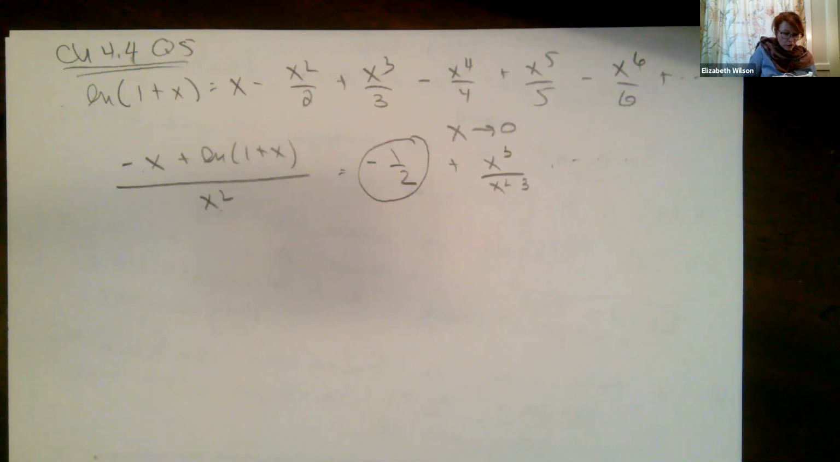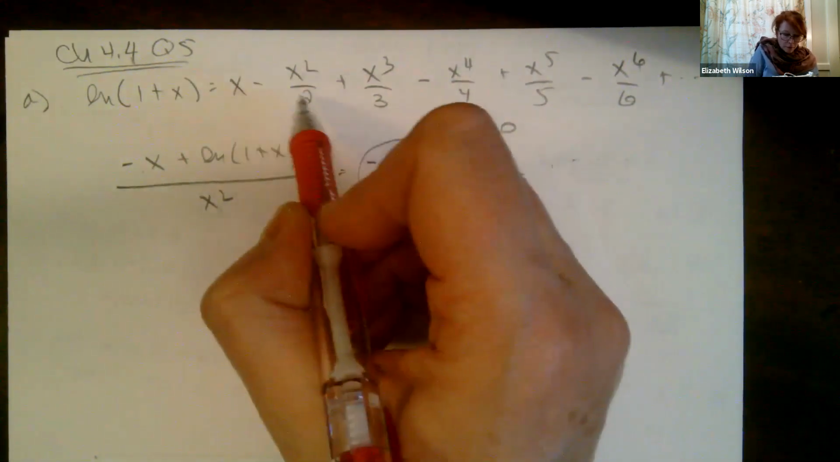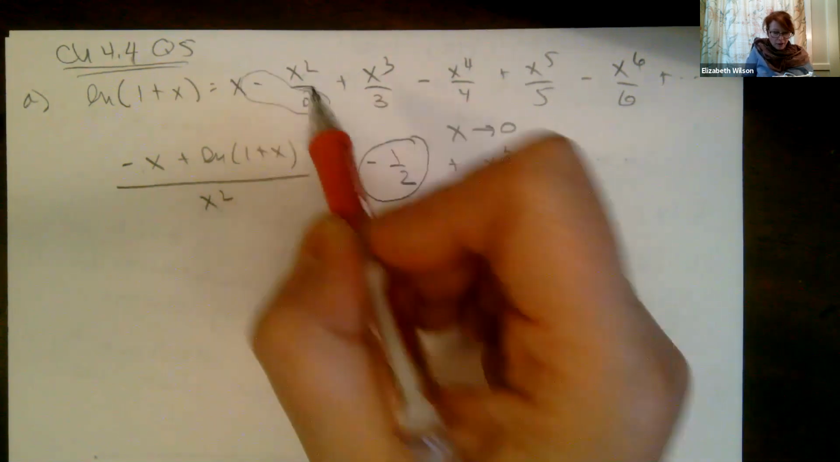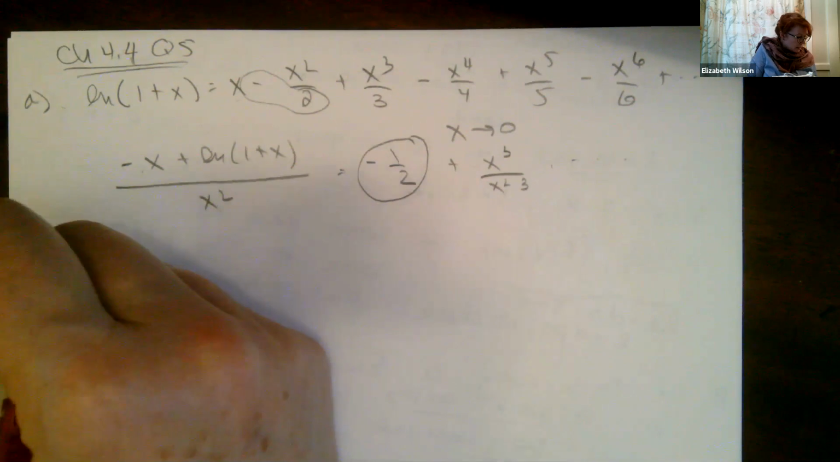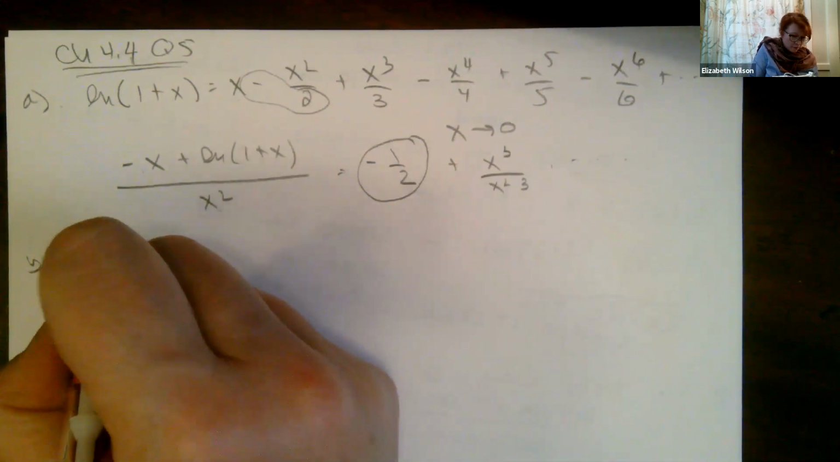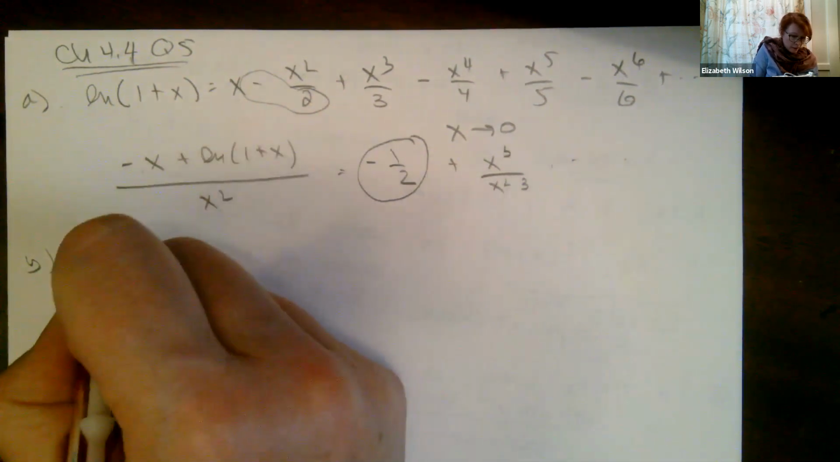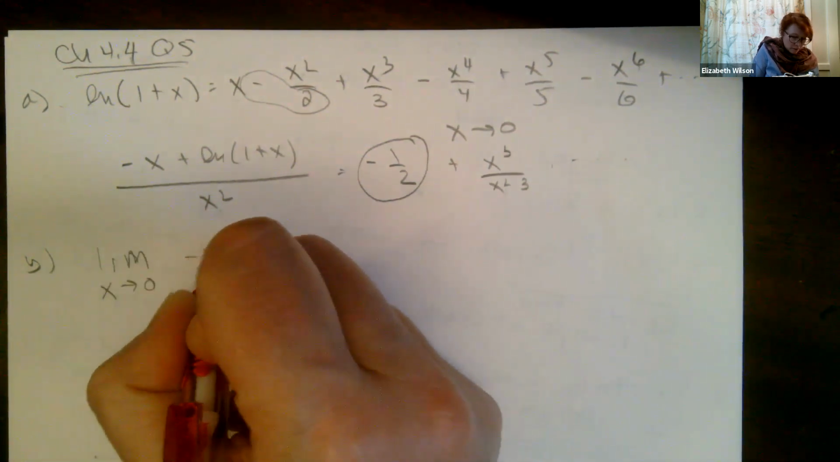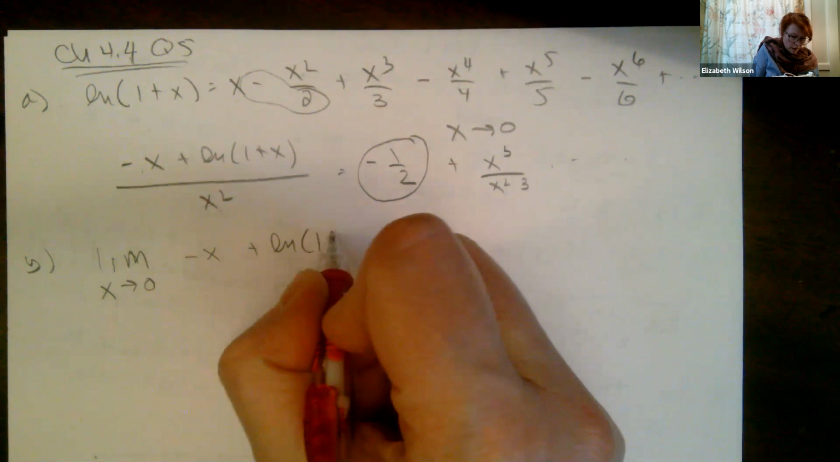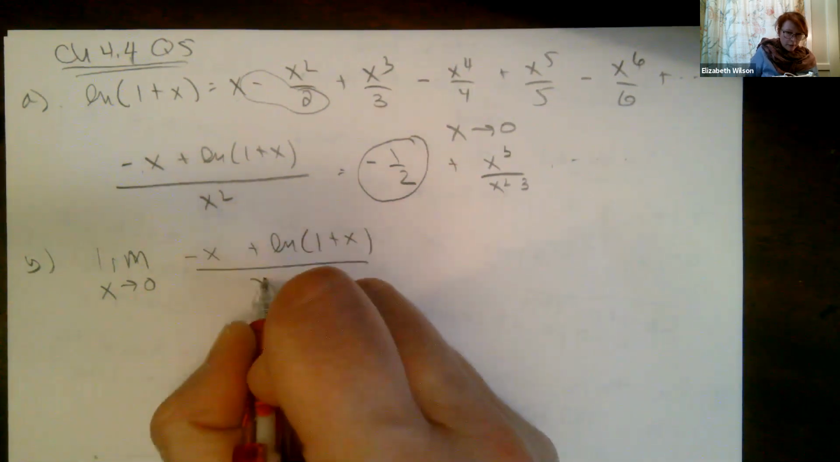Okay. So here, this is part A. So 1/2 is what's left over. It comes from right here after I subtract x and divide by x squared. Okay. Part B says I've got the limit of this thing here: the limit as x goes to 0 of minus x plus ln of 1 plus x, all over x squared.